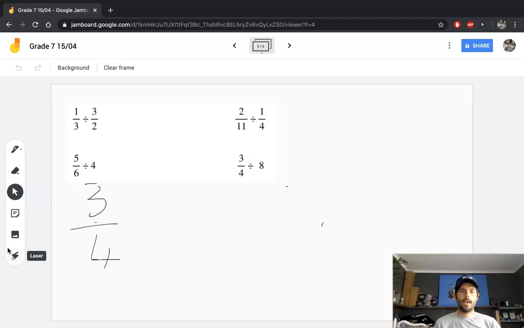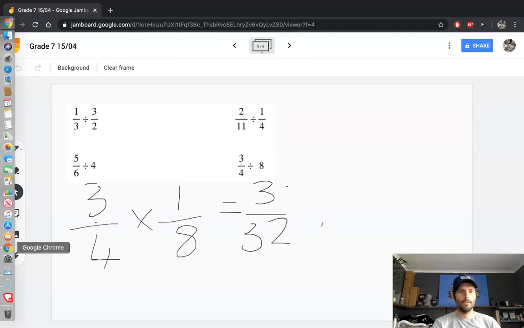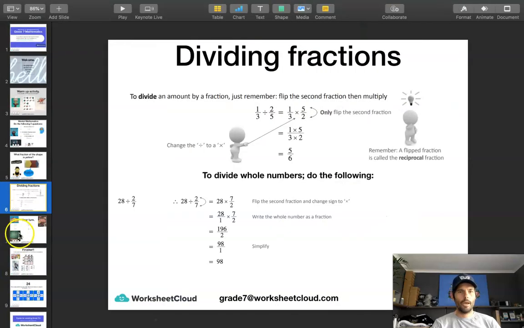Okay, the 8, which can be written as 8 over 1, becomes multiplied by 1 over 8. And then I multiply normally. 3 times 1 is 3, and 4 times 8 is 32. Okay, cool. Right, guys, so that's the division of fractions.